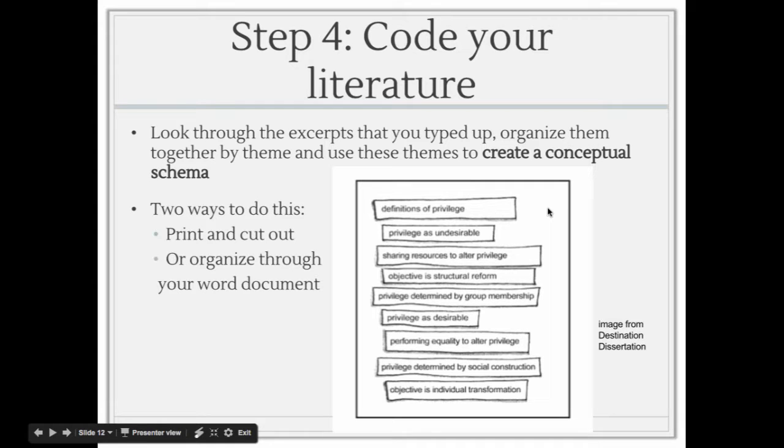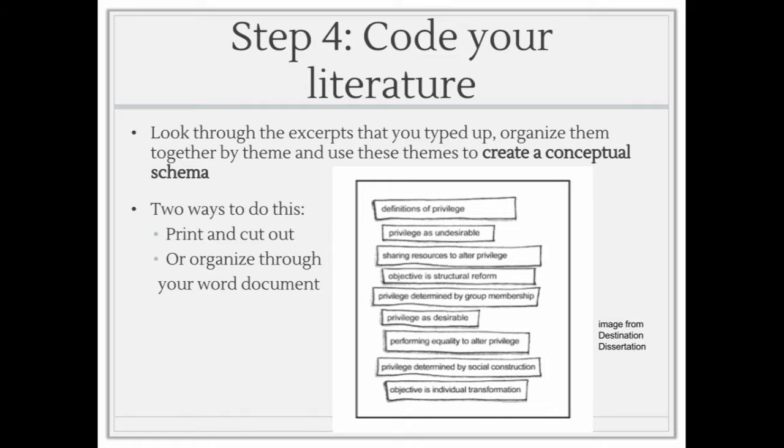If I had stacks where one stack represented definitions of privilege, one represented privilege determined by group membership, and one represented privilege determined by social construction, I'm going to start to notice how these themes go together. They might have subtopics, and you're just going to outline this into a conceptual schema. You can also organize this through your Word document, but if you're a very visual person, it really helps to print that out, cut it out, arrange it in stacks, and then see which themes come out of those stacks.